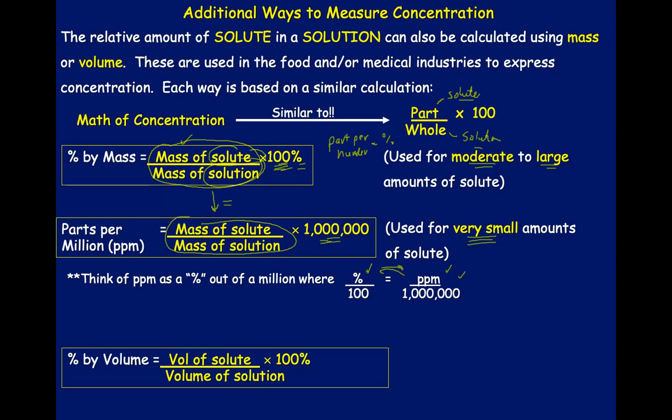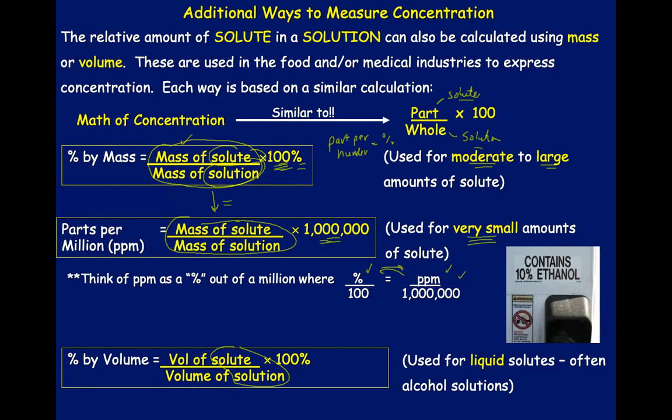sometimes we have liquid solutes, in the case of alcohols or other polar solvents you'd use in water. Sometimes what we simply do is use a volume ratio instead of a mass ratio. So you take the volume of the solute over the volume of the solution. Again, notice the solute over the solution idea. So again, we would use this for liquid solutes.